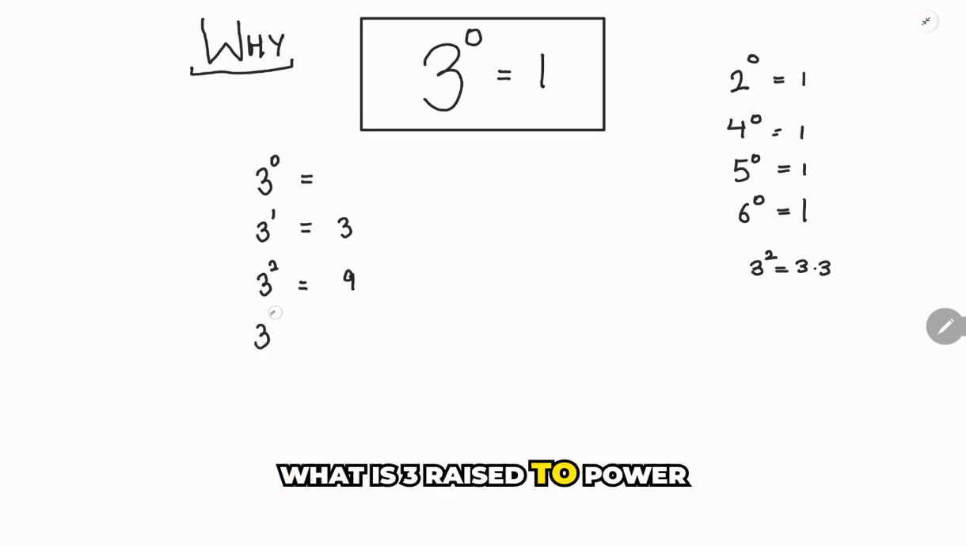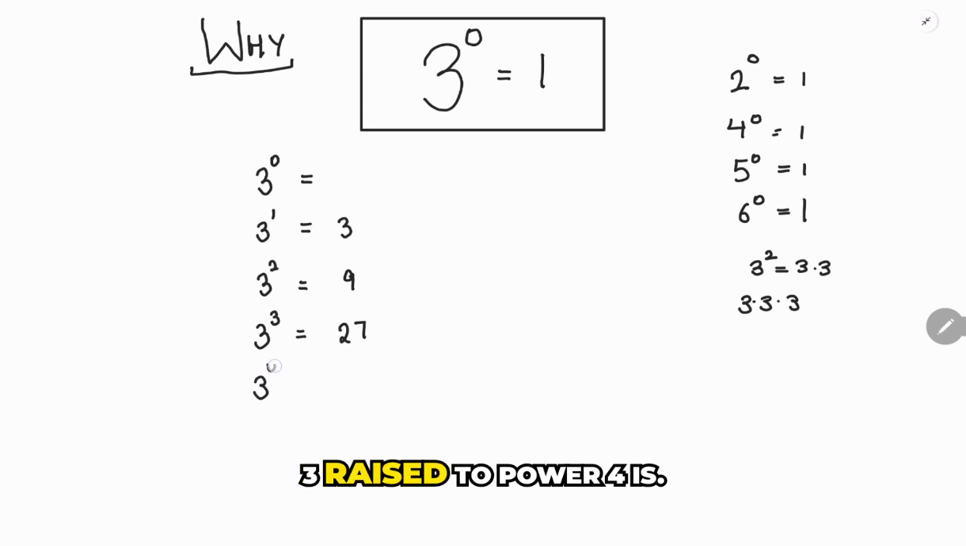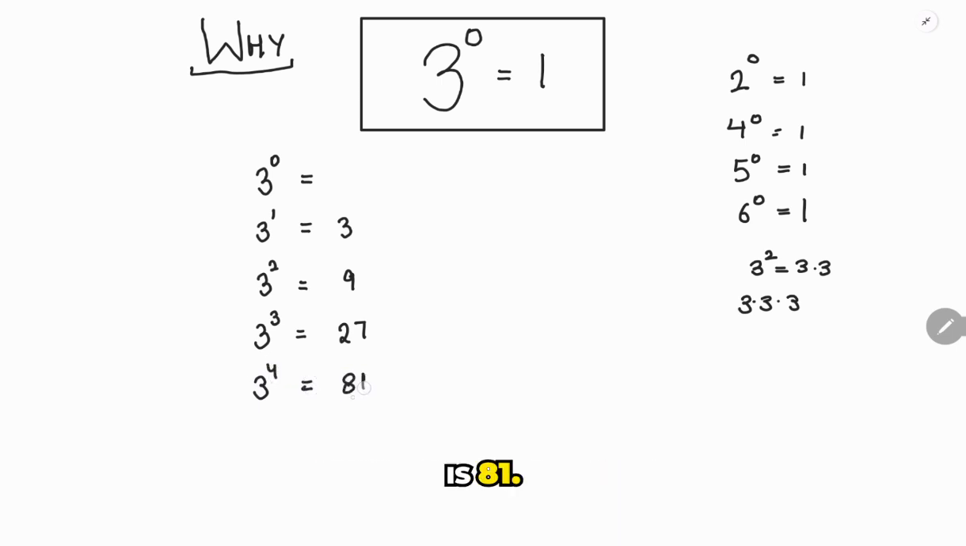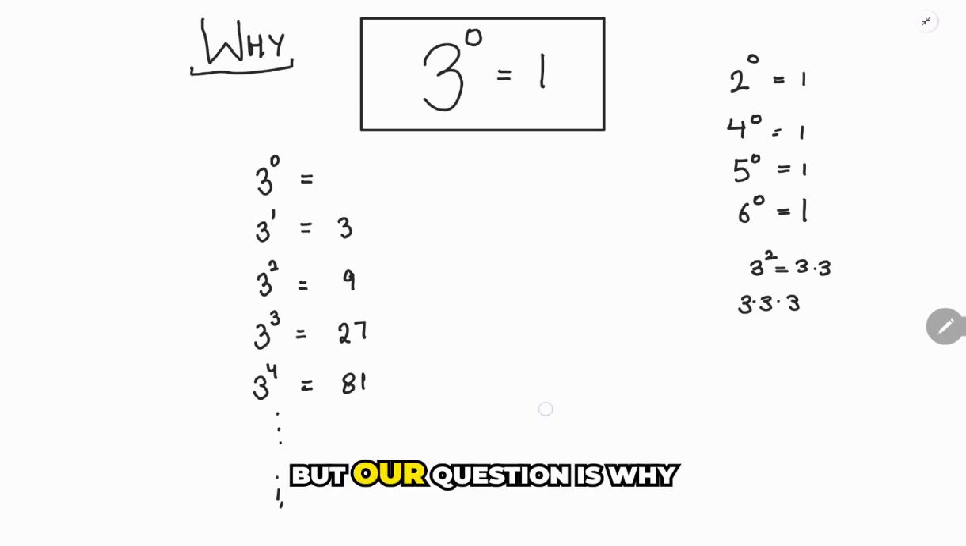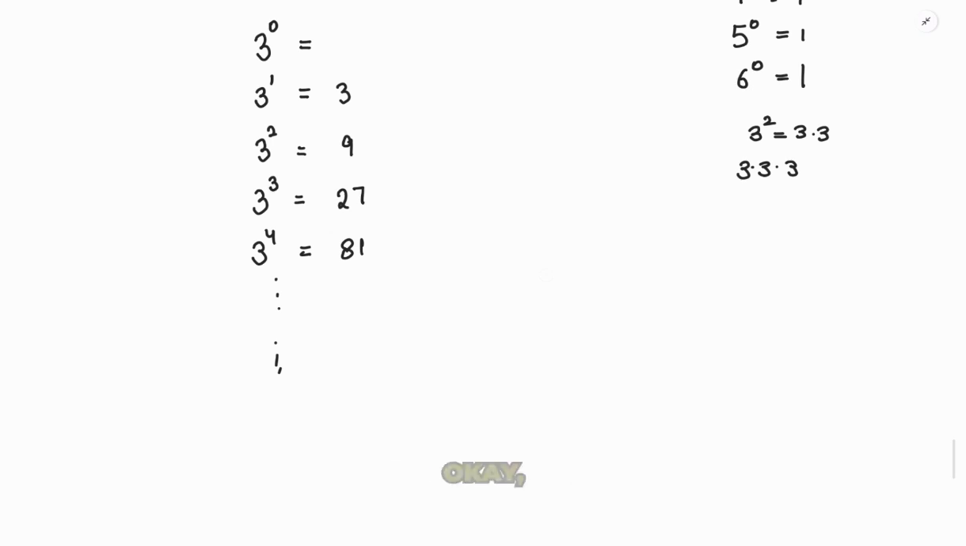What is 3 raised to power 3? That is equal to 27. That means you multiplied 3 times. 3 times 3 times 3, right? 3 times 3 times 3 is 27. 3 raised to power 4 is 81. And likewise we'll keep going, okay? But our question is why 3 raised to power 0 is 1, okay?